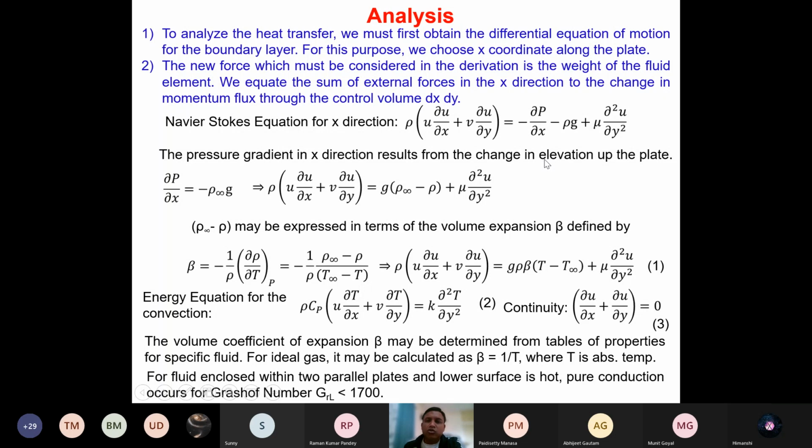So I am starting with the Navier-Stokes equation in the x direction. This is the typical equation we are going to get. This term is the pressure force, this is the force because of buoyancy, and this is the viscous force. In this case, no mechanical movement is taking place, so whatever pressure force acts on the fluid is primarily because of the height of the liquid present. Do you all agree with me?